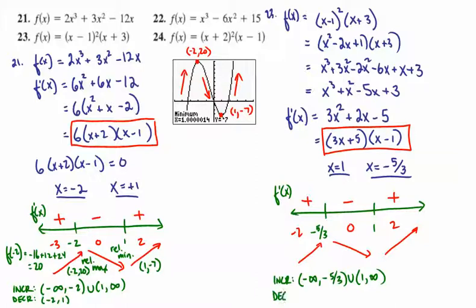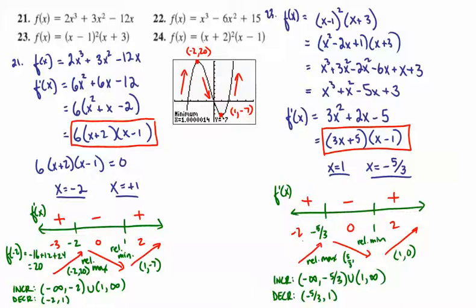It's decreasing from negative 5/3 to 1. Alright, we have a relative max at negative 5/3 and we have a relative min at x equals 1. The relative min is going to be much easier to tell. That is at 1 and 0. Plugging into the original function, we get 1 and 0.